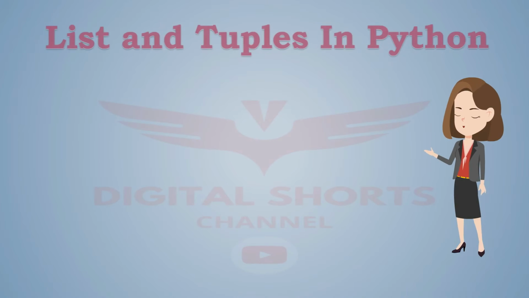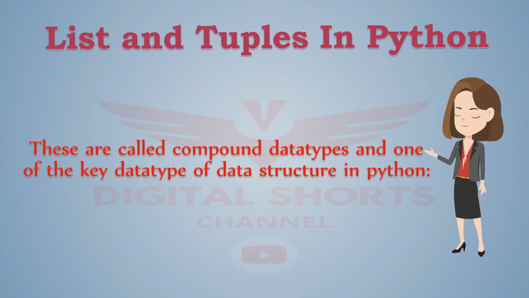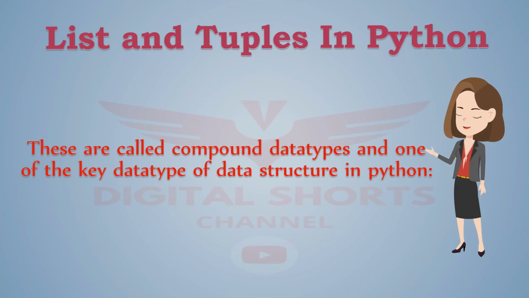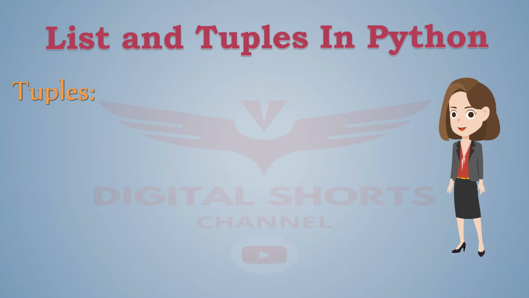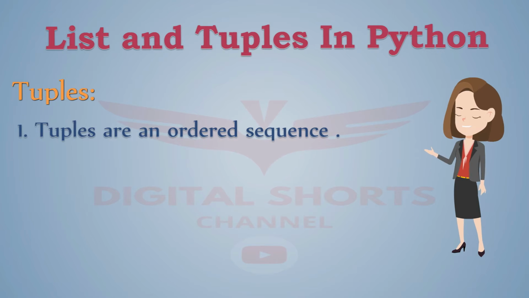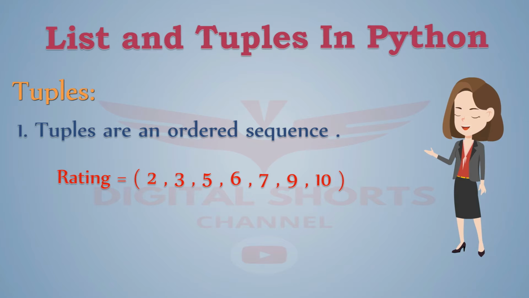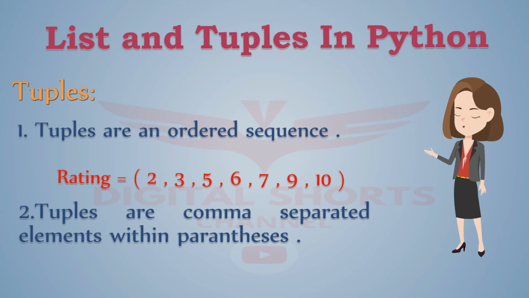We will cover lists and tuples. These are called compound data types and are one of the key types of data structures in Python. Tuples. Tuples are an ordered sequence. Here is a tuple ratings. Tuples are expressed as comma-separated elements within parentheses. These are values inside the parentheses.